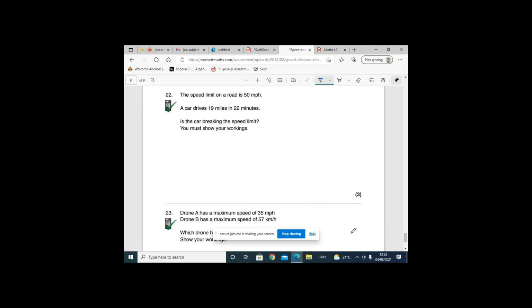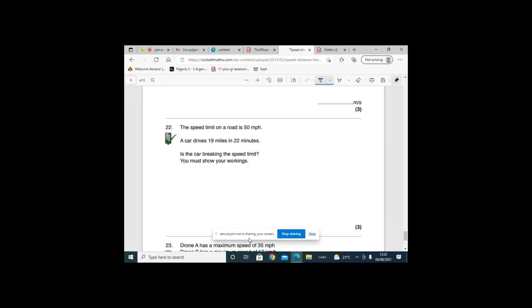Can you try question 22 and 23, please? Try question 22 first. Question 22: there is a speed limit on a road. If you drive, they might tell you the speed limit. The speed limit of a road is 50 miles per hour. A car drives 19 miles in 20 minutes. Is the car breaking the speed limit? You have to work out the speed. Don't forget that you have to change the minutes to hours. If you want to change it to hours, just divide by 60. So it's going to be 22 divided by 60.